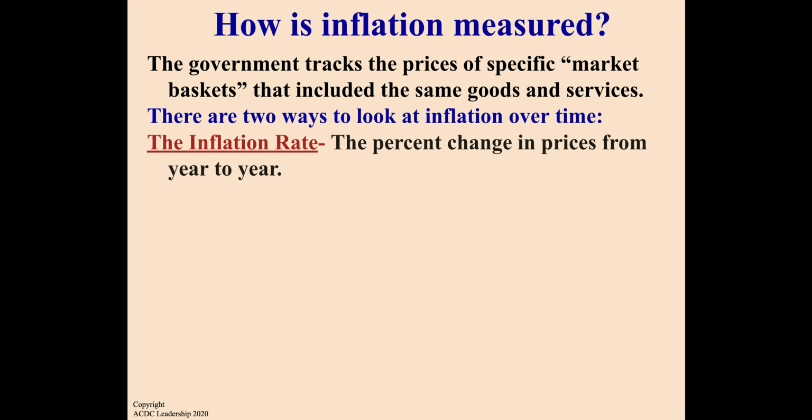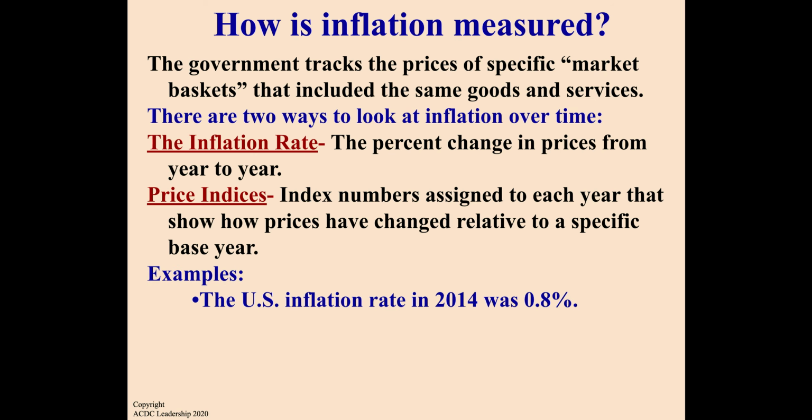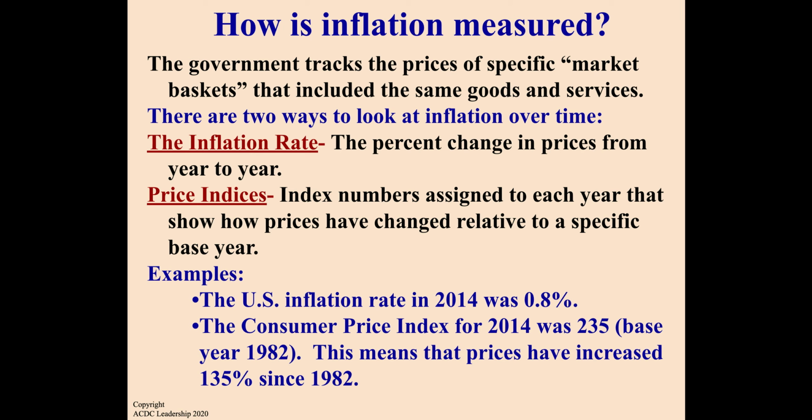So how do we measure inflation? Well, the government measures it by looking at what's called a market basket of goods and services. They look at inflation over time. One, through the inflation rate. That is the percent change in prices from year to year. The second way is through price indices. These are index numbers assigned to each year that show how prices have changed relative to a specific base year. An example: the inflation rate in 2014 in the US was 0.8. The CPI for 2014 was 235 with a base year of 1982. This means that prices have increased 135% since 1982.